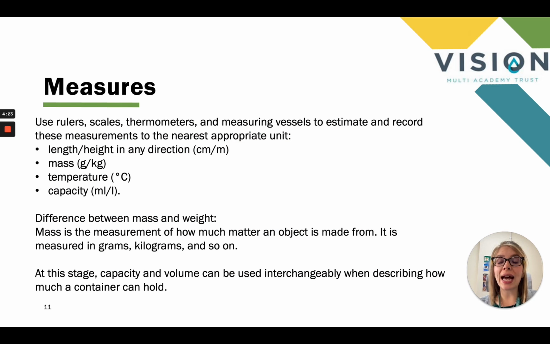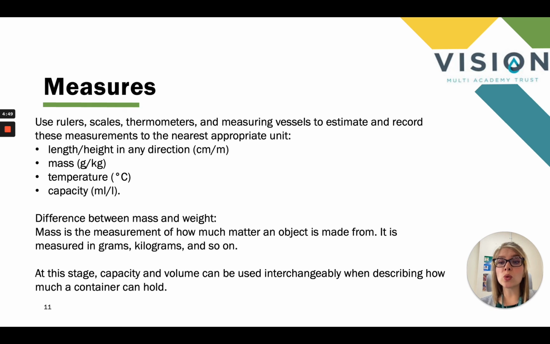So looking at measures. In Year 2, we want children to be using rulers, scales, thermometers and other measuring vessels, things like measuring cups, measuring jugs, to estimate and record measurements to the nearest unit. So if we're talking about length or height, we'll be using centimetres or metres. If we're talking about mass, we're using grams and kilograms. Temperature, degrees centigrade. And capacity, we'll be using millilitres and litres.